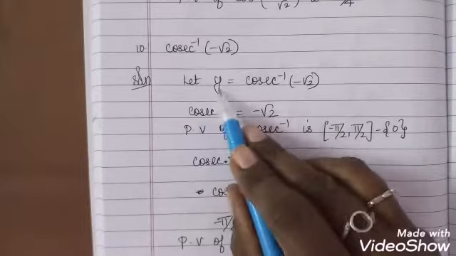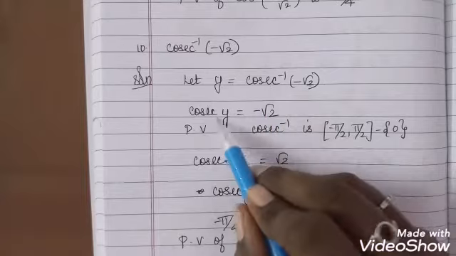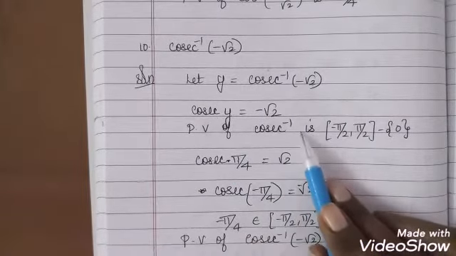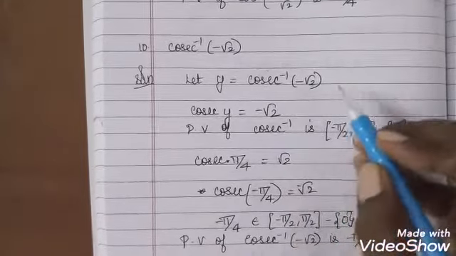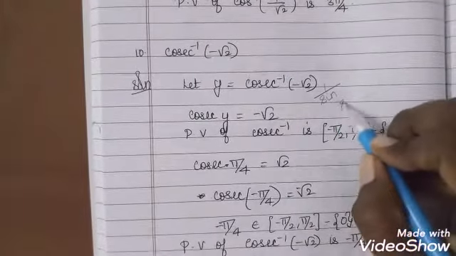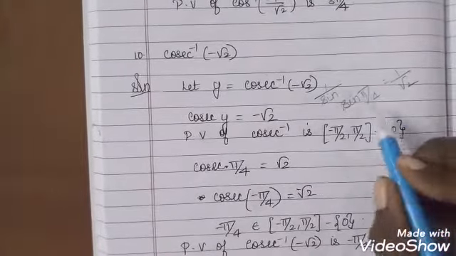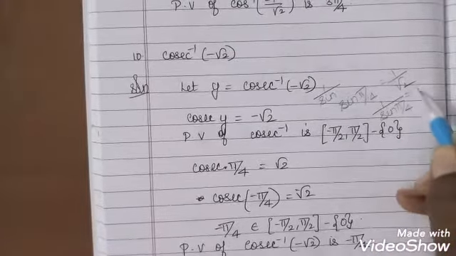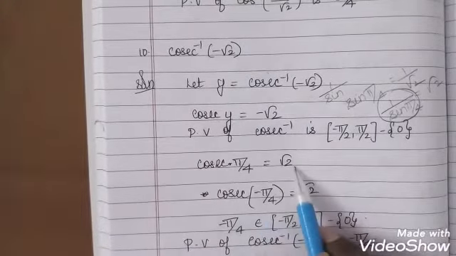So what will you get here? Let y be equal to cosecant inverse of minus root 2. Taking it to the other side, you get cosecant y equal to minus root 2. The principal branch of cosecant inverse is minus pi by 2 comma pi by 2 minus 0. Cosecant is nothing but 1 by sine. Sine pi by 4 gives you 1 by root 2, so 1 by sine pi by 4 is equal to root 2. 1 by sine is cosecant, so cosecant pi by 4 is equal to root 2.